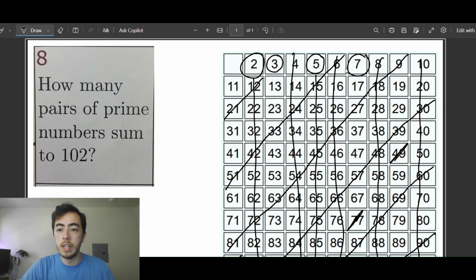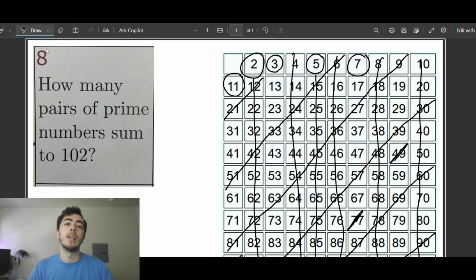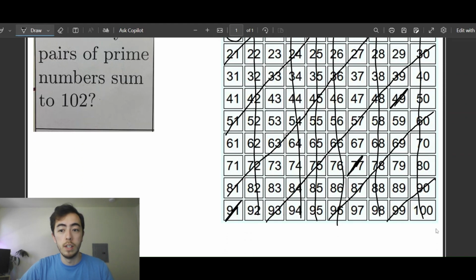All right, 8 and 9 and 10 are composite. That means 11 is my next prime number. And using the same logic about that 7, where 49 was the first number that I needed to think about, the first number that I need to think about for 11 is going to be 11 squared, which is 121, which is off the grid.